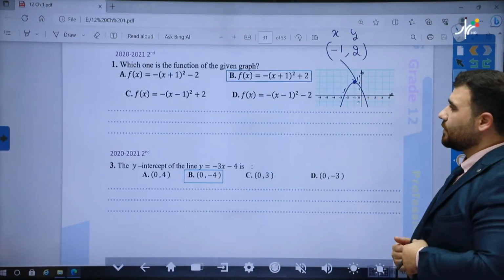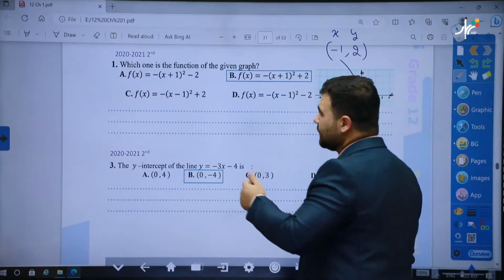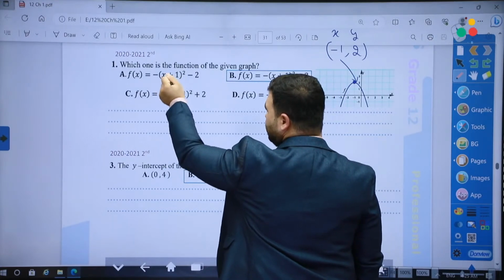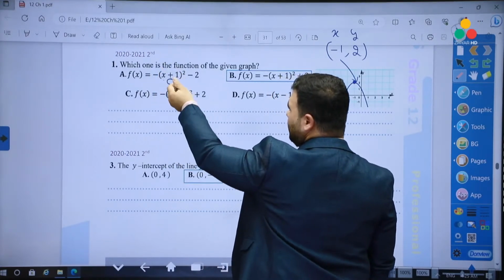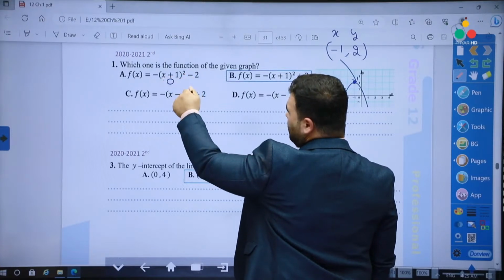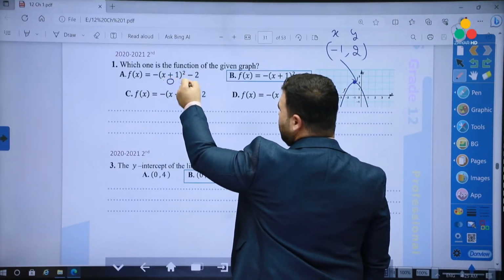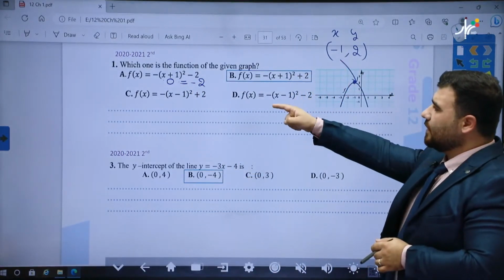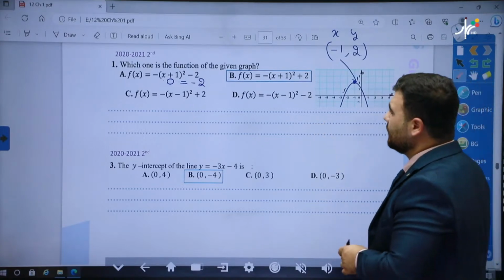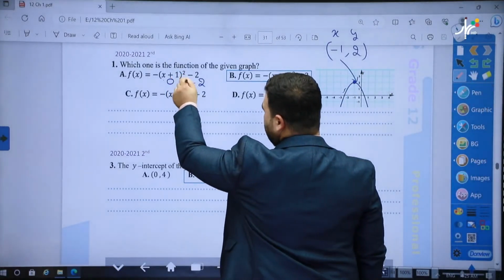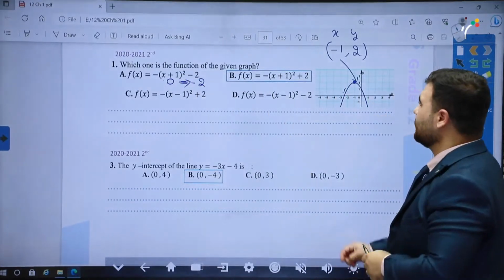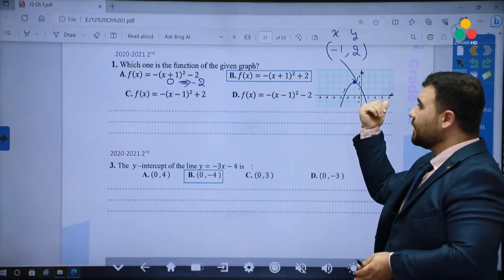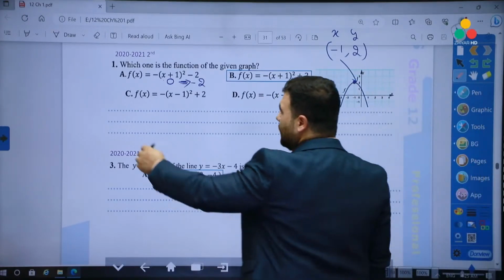Now, let's go with A. If I put negative 1 here, negative 1 plus 1 is 0. With this negative, it's still 0. 0 to the power 2 is 0, no problem. Then the result is negative 2. I put negative 1 in choice A and got the result negative 2, not 2. This means A is out.